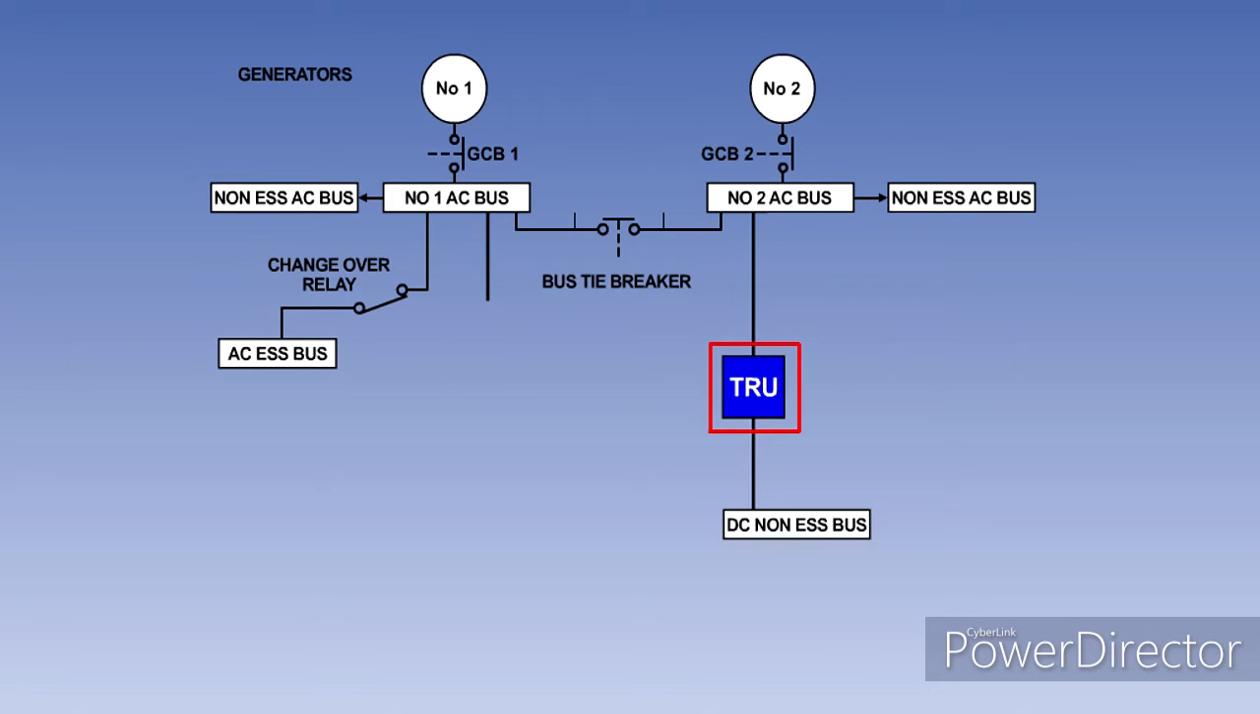DC power supplies are provided by transformer rectifier units, or TRUs. The non-essential DC bus bar is supplied with 28 volts DC by a TRU connected to number 2 AC bus bar.